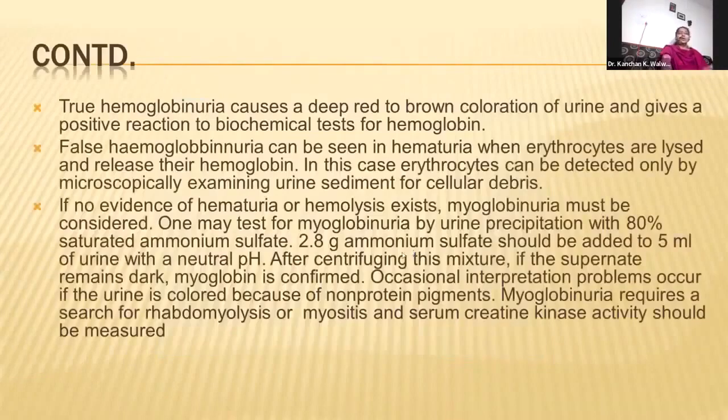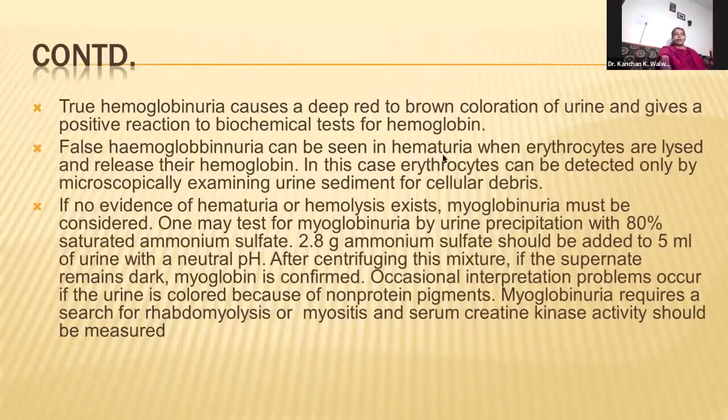True hemoglobinuria causes deep red to brown discoloration and gives a positive reaction to the biochemical test for hemoglobin. You can take a few drops of urine on filter paper, add ammonium sulfate, and see if there is a change in color. Then you can say it is hemoglobinuria. False hemoglobinuria can be seen in case of hematuria, as I showed in the previous slide.